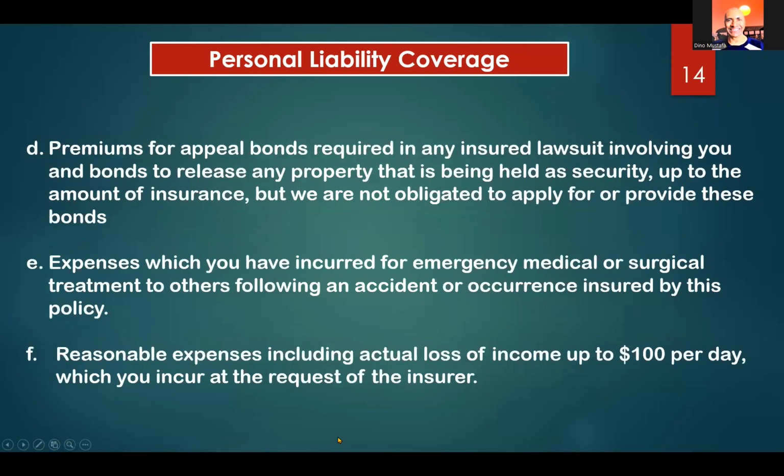So D is the premium for appeal bonds recorded in any insured lawsuits involving you and the bonds release. Okay. Before I read all this, I know what they're talking about here. Sometimes a case is brought to the court and the judge is doing the preliminary hearing, which we discussed yesterday, the ABC rule. And the judge thinks that, okay, we have a case, and then we can proceed with the case.